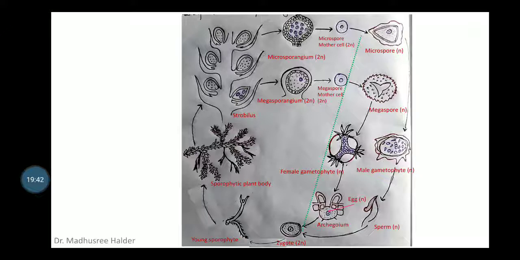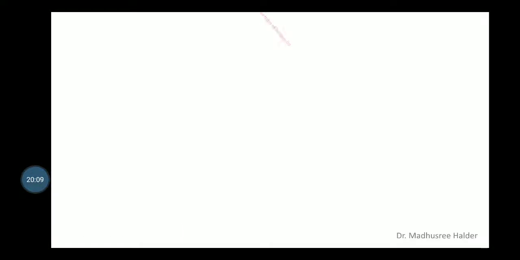And in this life cycle there are two distinct phases. One is the sporophytic phase, or 2n diploid phase, and the other is the gametophytic phase, or haploid phase. That is the whole life cycle of Selaginella, which shows distinct alternation of generation. That is all about the Selaginella life cycle. And the next thing is the seed habit of Selaginella.